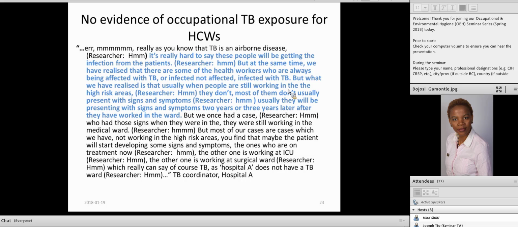This TB coordinator had a slightly different view. She said it's really hard to say. She kind of agreed with what they're saying, but she went on to explain why there's a slight difference in the situation here. It's really hard to say these people will be getting infection from the patients, talking about healthcare workers. But at the same time, we've realized that there are some healthcare workers who are always infected with TB. But what we've realized is that usually when people are still working in the high-risk areas, most of them don't present with signs and symptoms. It's after 2 or 3 years that they begin to develop the symptoms. So that's what she said concerning occupational TB exposure for healthcare workers.